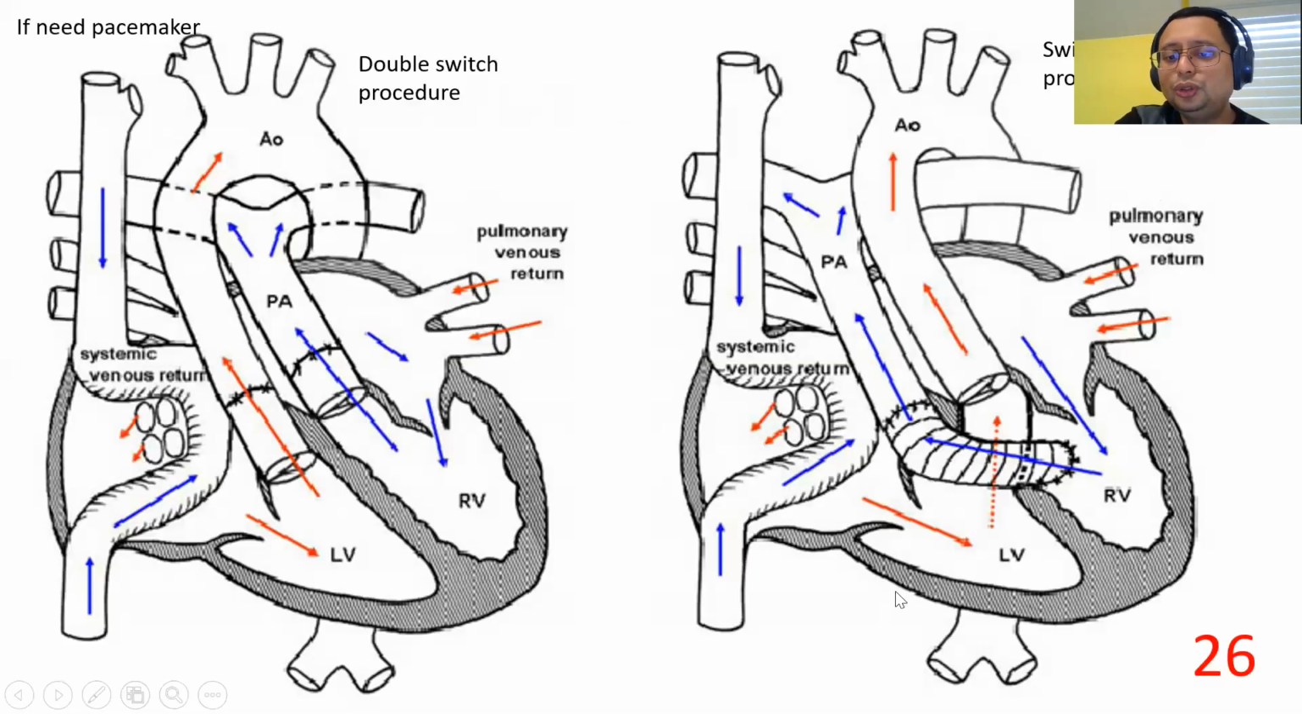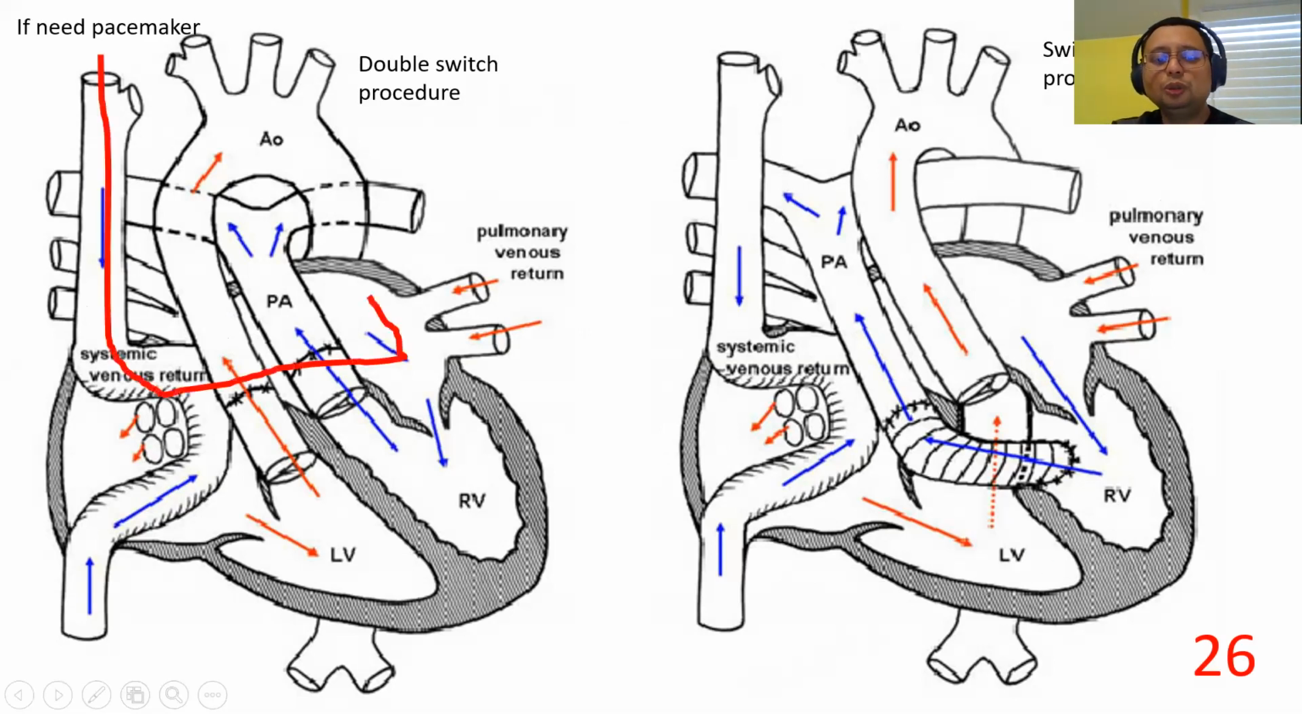So I just wanted to show you someone with a double switch procedure, okay? You can see they reroute the SVC flow to the left ventricle. They route the pulmonary vein flow to the left ventricle, all right? And then they change the aorta to the pulmonary artery and the pulmonary artery to the aorta, right? So you have this double switch procedure here, right?